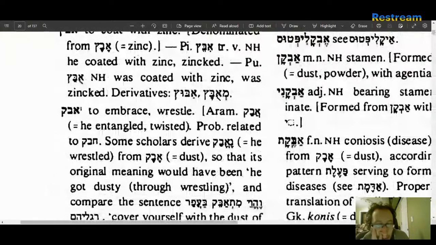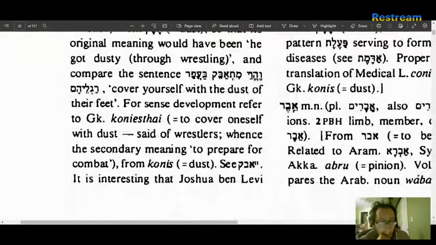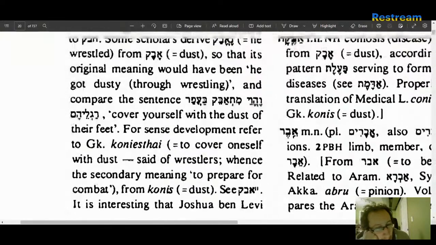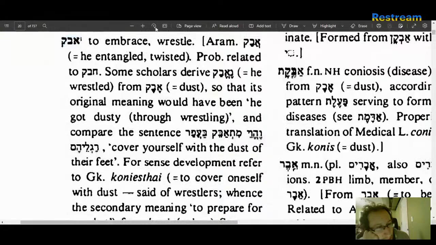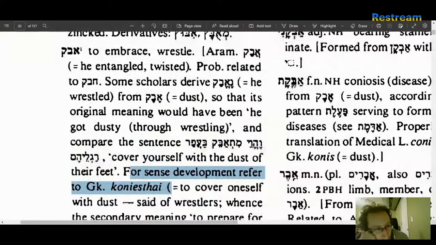Abak, embrace or wrestle. So Aramaic has a similar word. It says probably related to the Hebrew word habak. So it says some scholars believe that abak, used in later Hebrew to mean wrestle or embrace, originally comes from abak, which means dust, so that the original meaning would have been he got dusty, by implication, through wrestling. For sense development, refer to the Greek word koniestai, to cover oneself with dust, said of wrestlers, whence the secondary meaning to prepare for combat, from konos, dust. So they're saying the Greek has a similar thing, so that could be what the origin of the Hebrew word is.